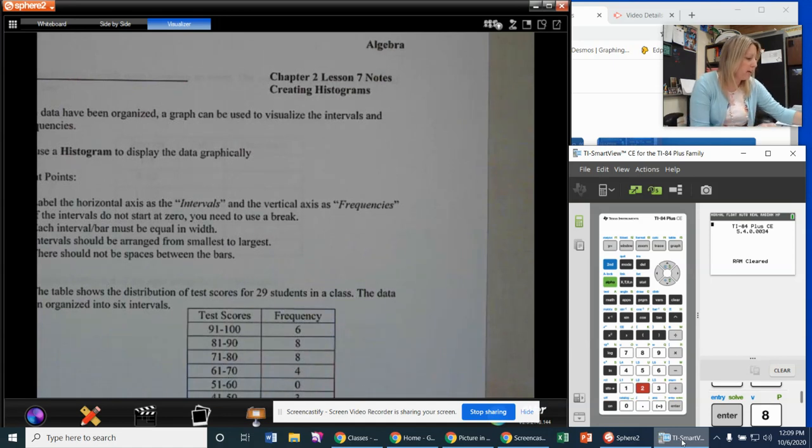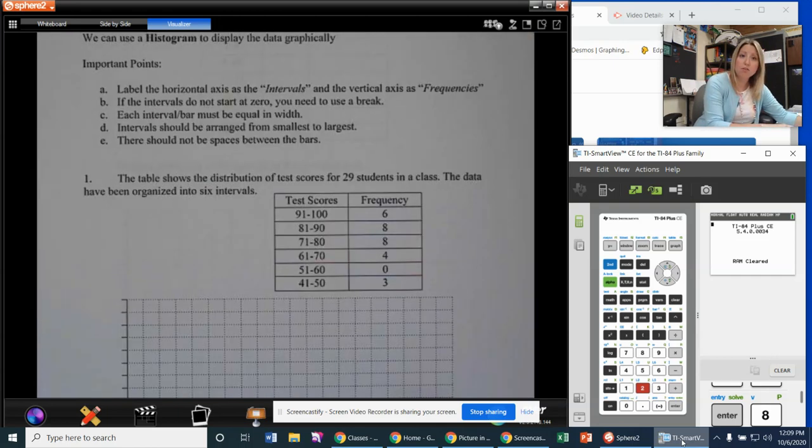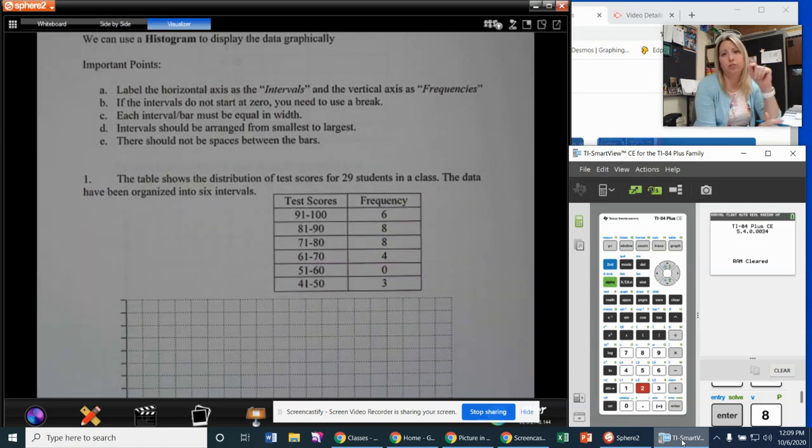So we are going to create histograms now. So let's get into this. After the data have been organized, a histogram is a great visual. Now, data is organized for a histogram into something called a frequency table.